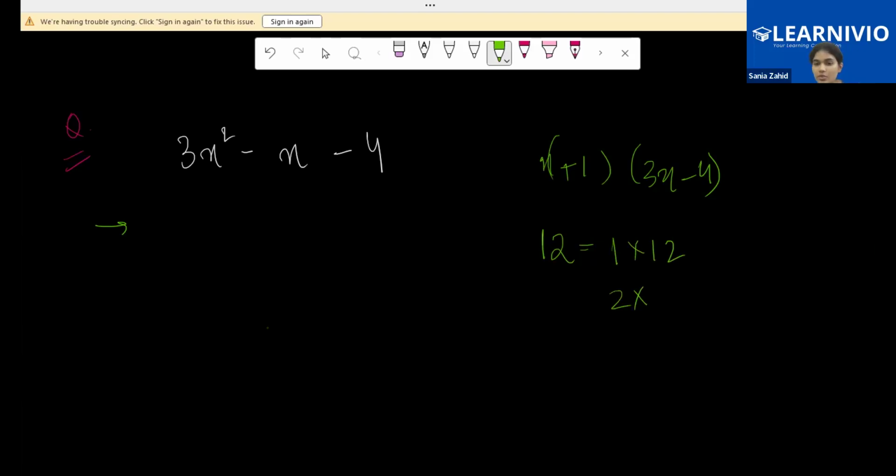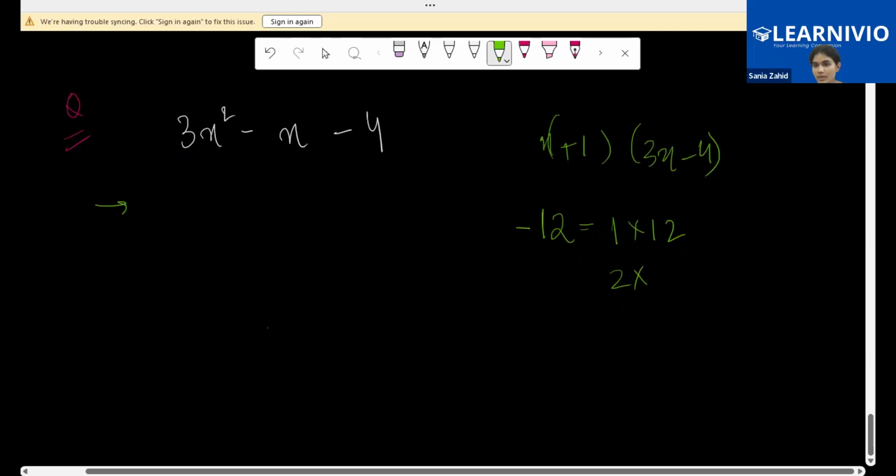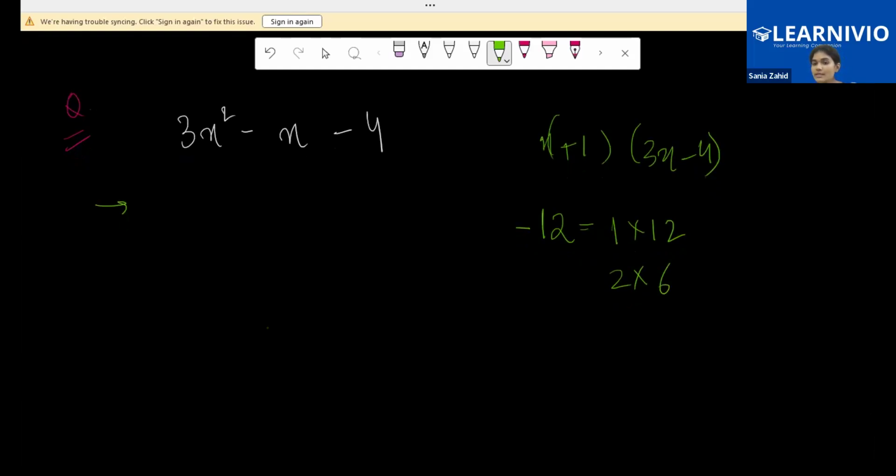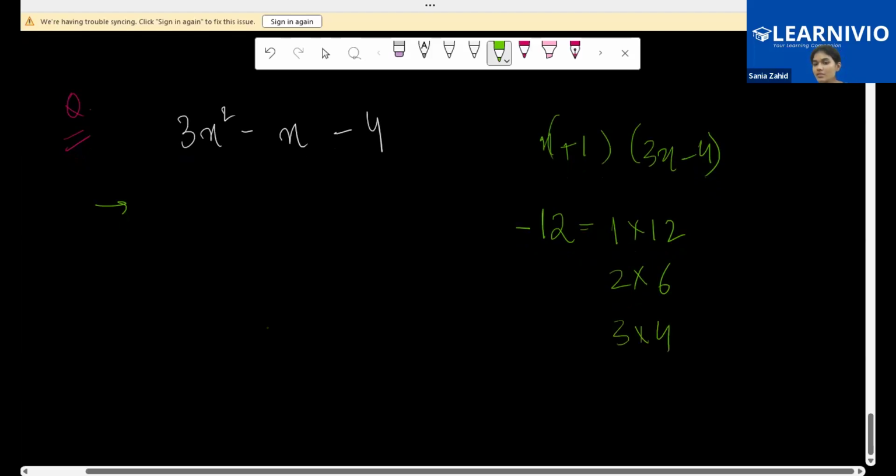If you want, you can. But you will understand later there's no need to consider it. Ma'am, 4 and 3. Yeah, 4 and 3. So what are the factors? 1 into 12. 2 into 6 also you can take. 3 into 4 also you can. So these are the factors. So I will take 4 and 3.